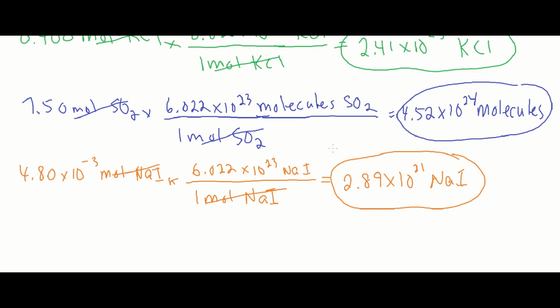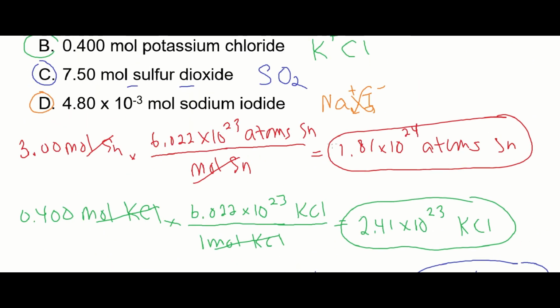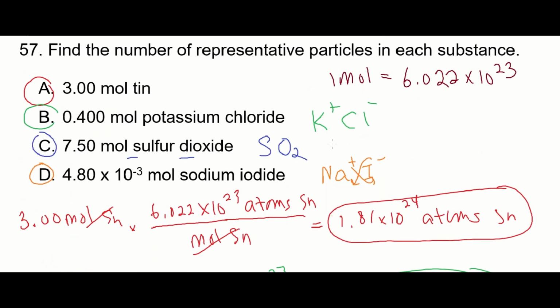So when you need to go between moles and number of representative particles, or really number of anything you're counting, you want to use the conversion factor where 1 mole is equal to Avogadro's number.